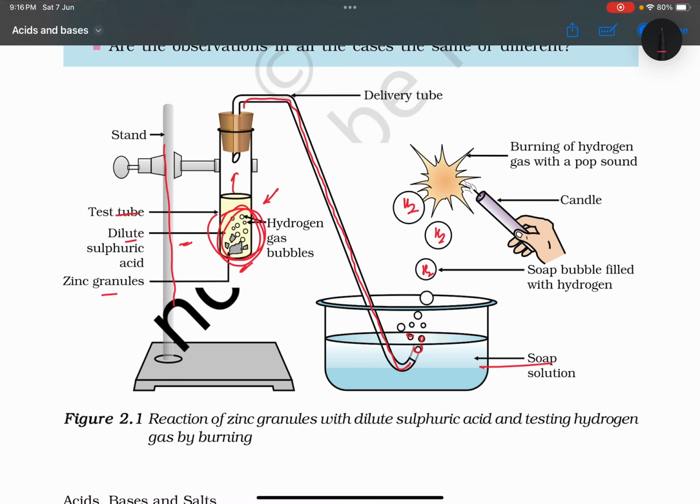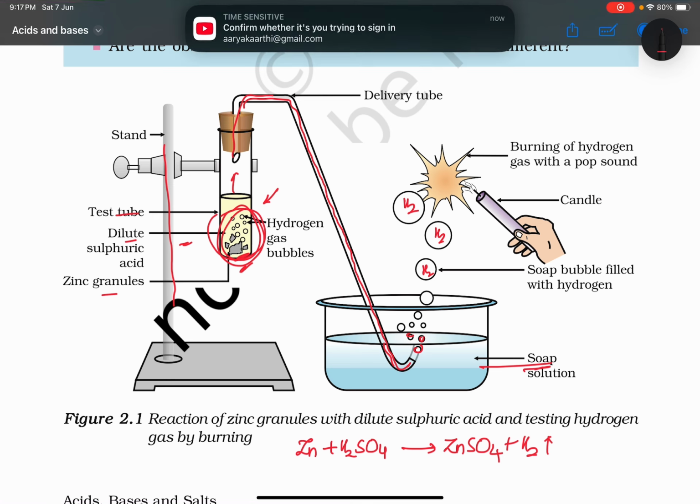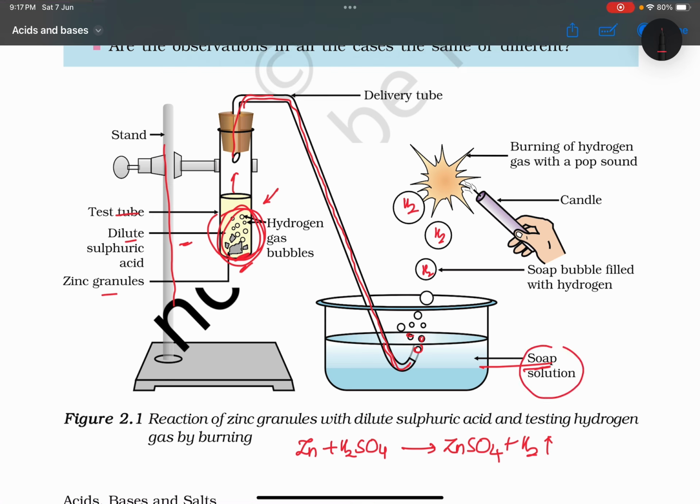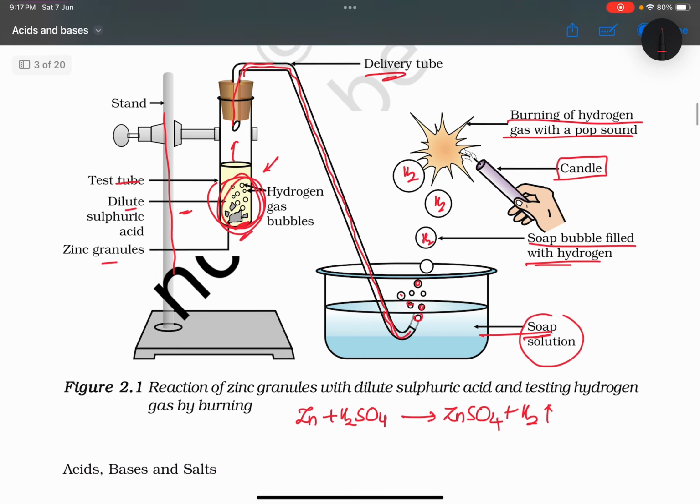Between zinc and dilute sulfuric acid, the reaction will be like this, to form zinc sulfate and hydrogen gas. So zinc sulfate is formed in this solution and hydrogen gas is coming out, and that hydrogen gas is sent into the soap solution. Because of this soap solution there will be bubbles, soap bubbles filled with hydrogen. And when you keep the candle near, the hydrogen gas burns with a pop sound. This is all the apparatus, and the process is very simple.